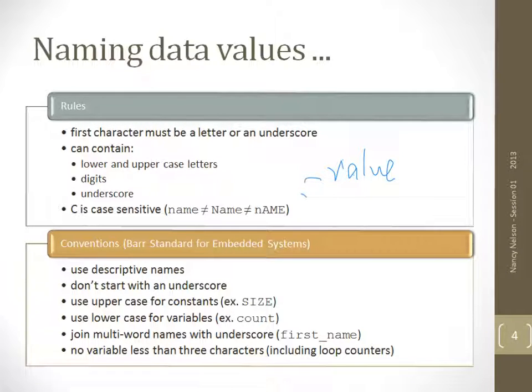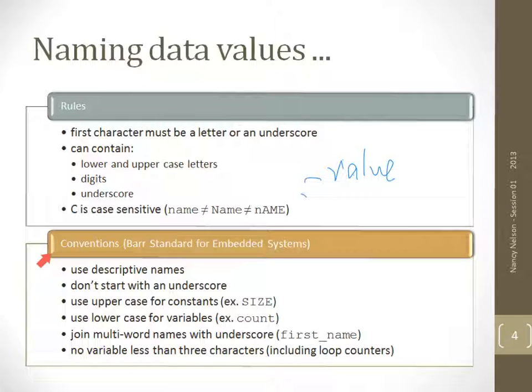One of the most important things to remember about C is that it's case sensitive. That means the variable name is not the same as name with a capital N or name written with a lowercase n and other letters capital. These would be considered three distinct variables or constants.